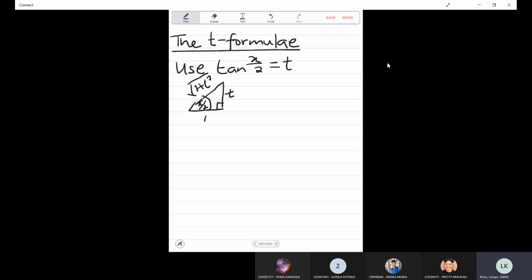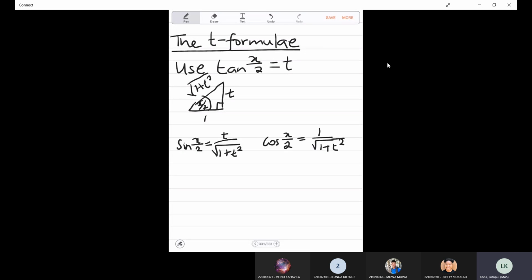Okay, so now that we have our triangle, we can then work out the value of sine x over 2. Sine x over 2 is equal to the opposite divided by the hypotenuse, t over the square root of 1 plus t squared, and then cos of x over 2 is equal to the adjacent divided by the hypotenuse. So this is 1 over the square root of 1 plus t squared. Okay, so now we have our sine, cos, and tan.